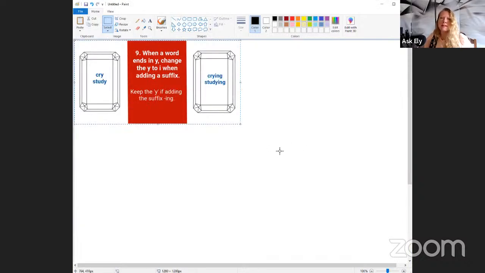The second exception is keep the Y if adding the suffix ing. Again, another easy one to remember. If the word ends in Y, you're just going to keep the Y, right? Studying, crying. So you're going to keep the Y. So that's an easy one to remember. And that's it. Only 2 exceptions for Y. Yay.